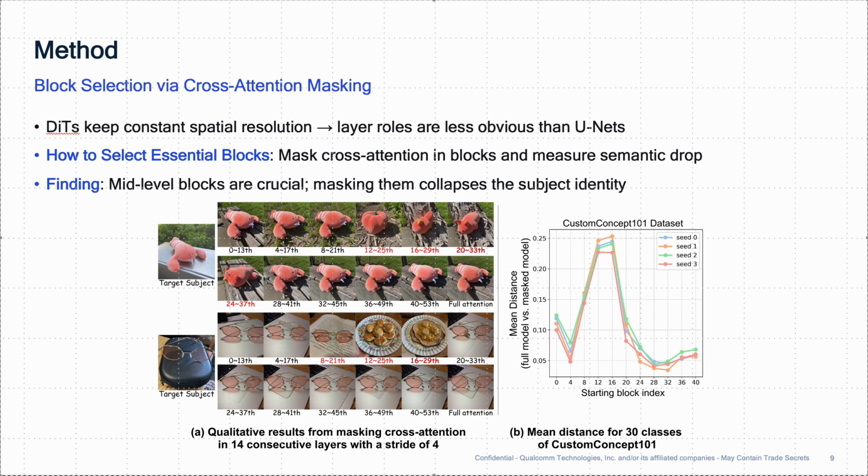Next is block selection. In UNets, layers naturally correspond to resolution stages, but DiTs keep constant spatial resolution, so layer roles are less obvious. We ask which blocks are essential for personalization. We mask cross-attention in certain block ranges and measure the semantic drop. The key finding is that mid-level blocks are crucial. Masking them collapses subject identity. So we should preserve those blocks for fine-tuning and avoid skipping them.